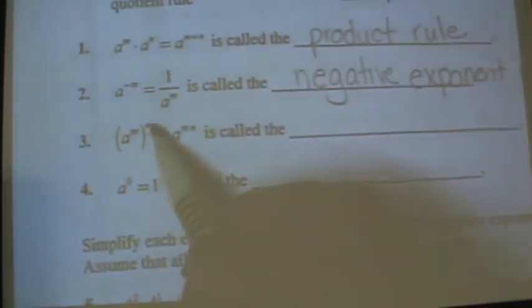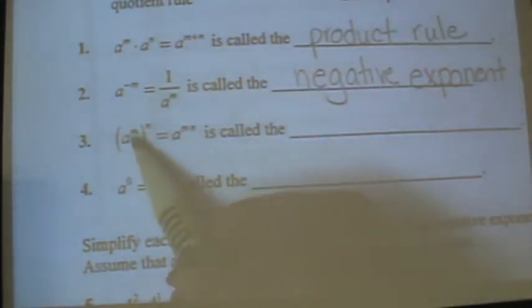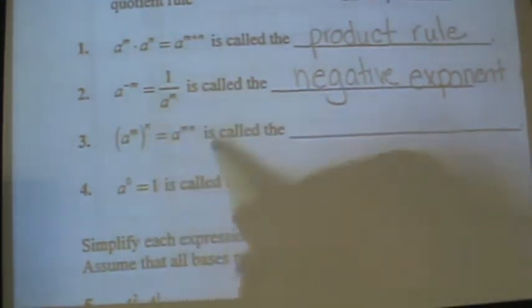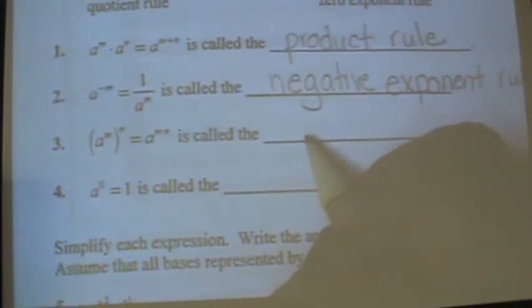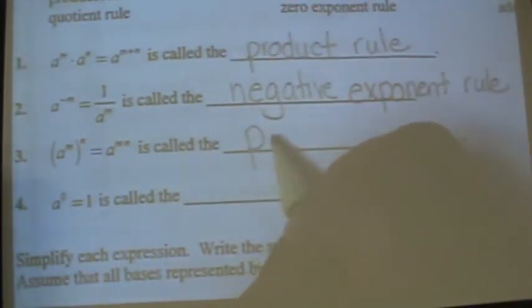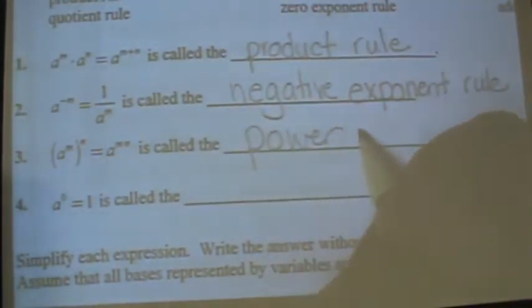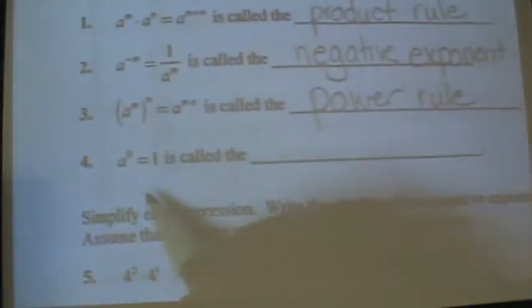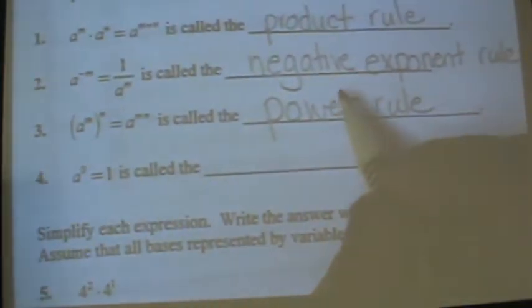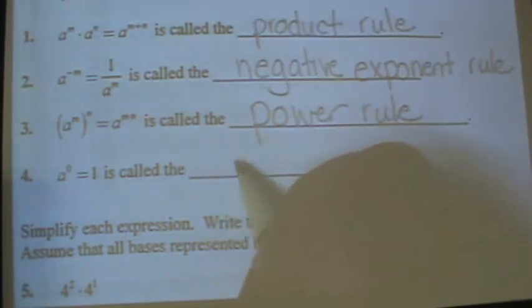And when you have something raised to a power, this is the power to power rule, you multiply those two. So we're going to call this the power rule. And anything to the zero power, that is your zero exponent rule, which is 1.